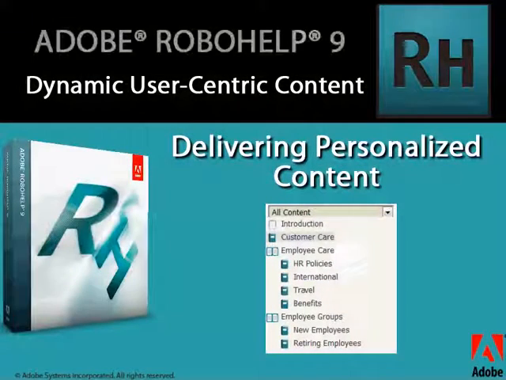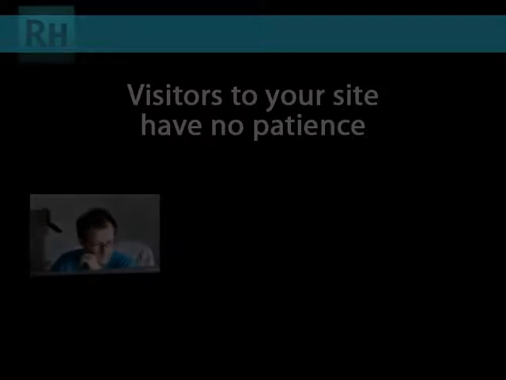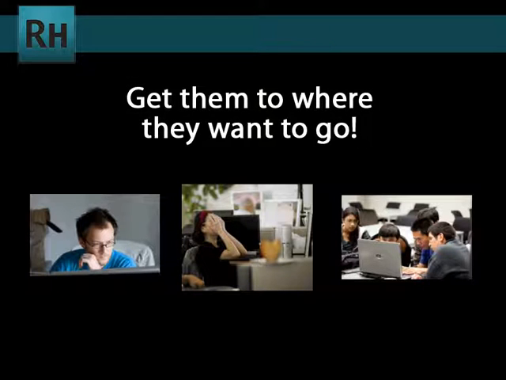So much information, so little time. Adobe RoboHelp 9 introduces dynamic, user-centric content, a great way to deliver personalized content to the right people at the right time through the right channel. Think of it as a filter for your content. Let's face it, today's website visitors have no patience, so anything you can do to guide them to the right information will make your project more successful.